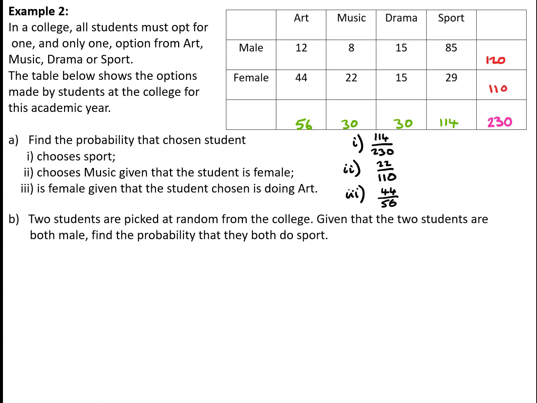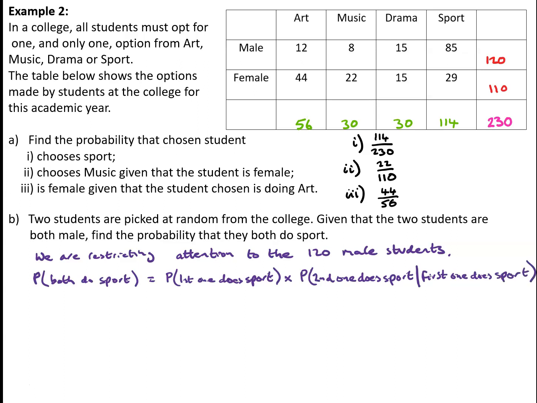For part B, we're told we're going to pick 2 students who are picked at random from the college. Given that the 2 students are both male, find the probability that they both do sport. So we are restricting attention to the 120 students who are males. We want the probability that both of these 2 male students that we're choosing are going to do sport. So, using the multiplication rule, the probability they both do sport is the probability the first one we choose does sport, times the probability that the second one does sport, given that the first one does sport.